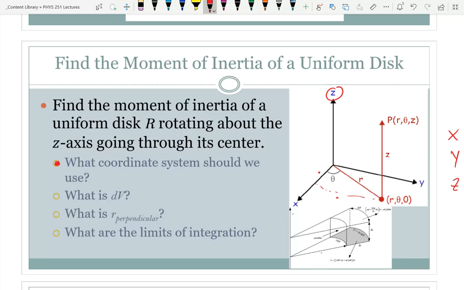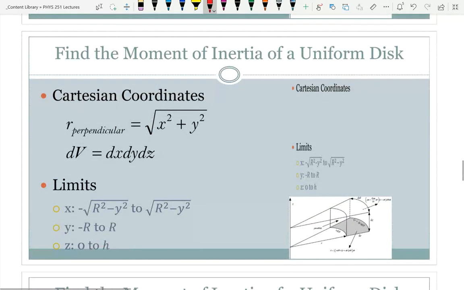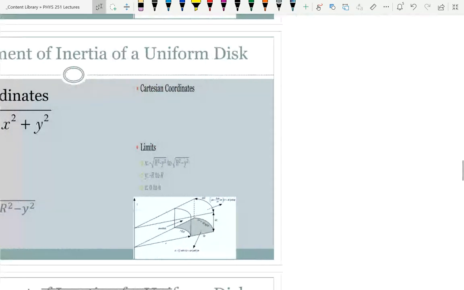And then we have to worry about the limits of integration. What are the limits of my variables? And so let's just go to what it would be for Cartesian coordinates. So in Cartesian coordinates, my R perpendicular is square root of x squared plus y squared, Pythagorean Theorem. And dv is dx, dy, dz. Real simple. But then the limits, and for reasons only God knows, I have this over on the left side repeated on the right side in smaller font. I didn't even notice that until now. So my limits, well, let's just write this out.